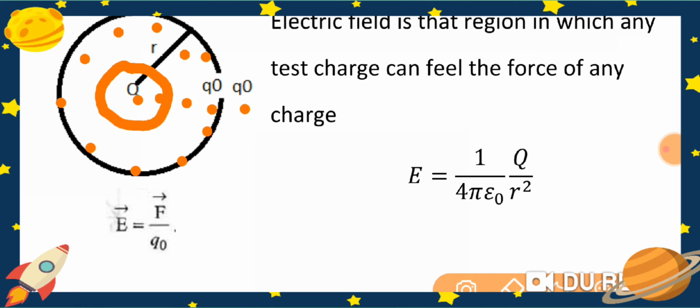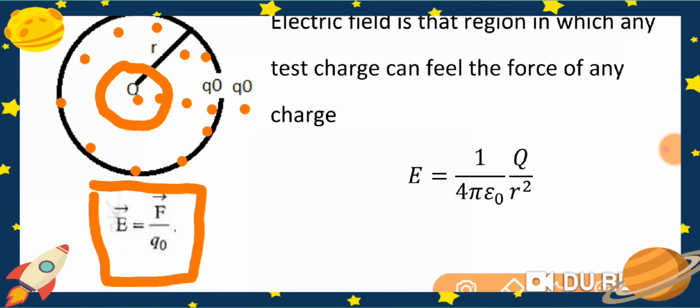According to observation, we have a mathematical formula that is E equals F upon Q naught. Here we can say per unit test charge, Q naught is taken as 1. So, per unit test charge, F is the force and E is the electric field.